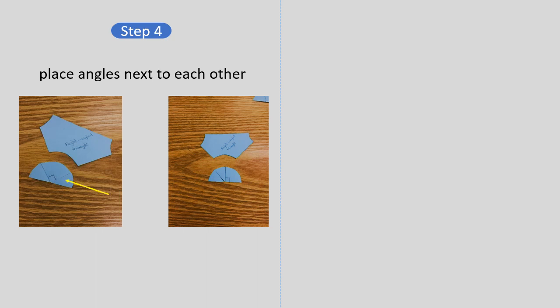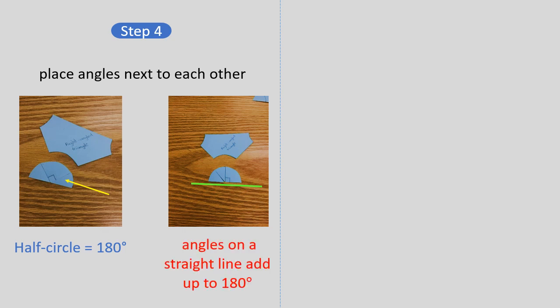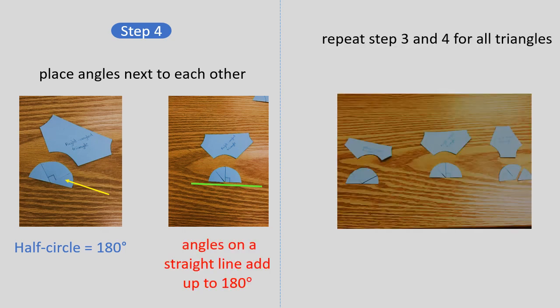Now we have a semicircle. A full circle has 360 degrees. Half of that should be 180 degrees, which is what we have. Note that the 3 angles lie on a straight line as well, which add up to 180 degrees. Repeat step 3 and step 4 with the other 2 triangles.